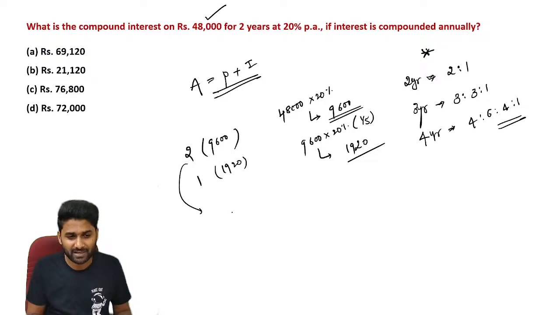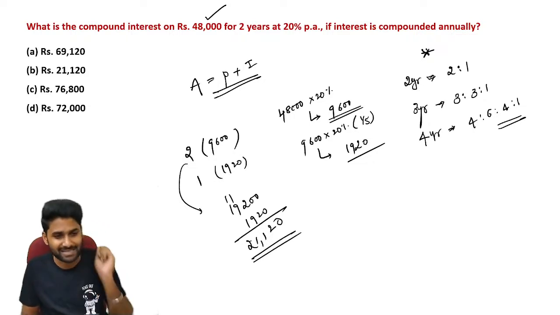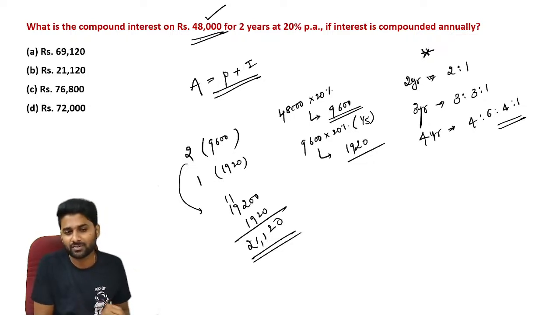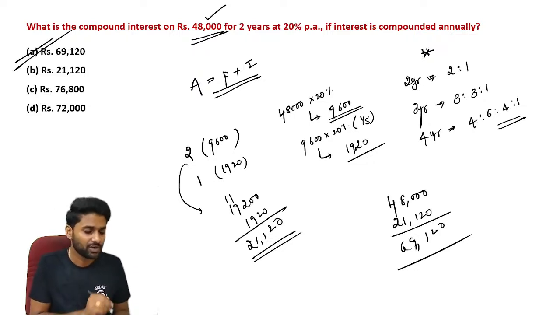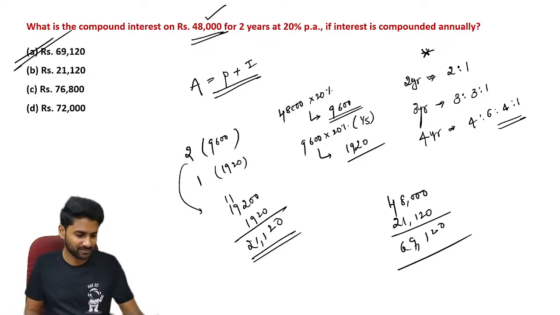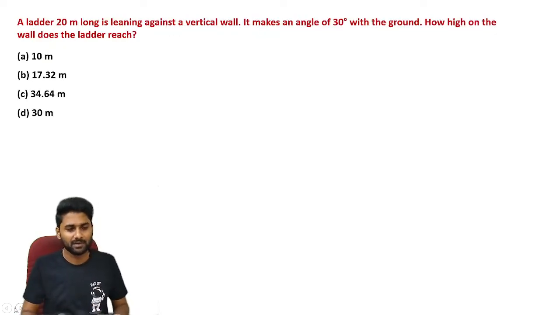Let's go for the further calculation. See, the total value is 9,600 plus 9,600 plus 1920, and the total interest you have to pay is 21,120 rupees. Now you have already taken 48,000 rupees as principal, so the total value is 48,000 plus 21,120, which is 69,120 rupees you have to repay at the end of 2 years. Is it clear? Let's see the next question.